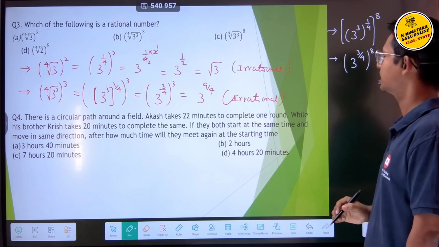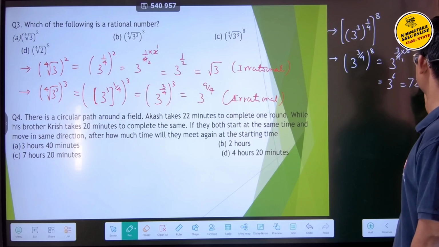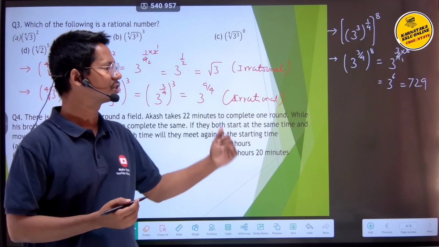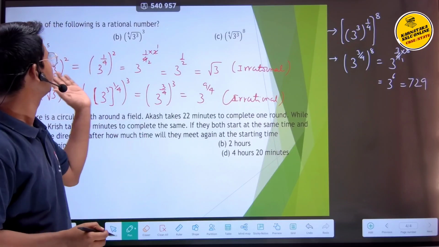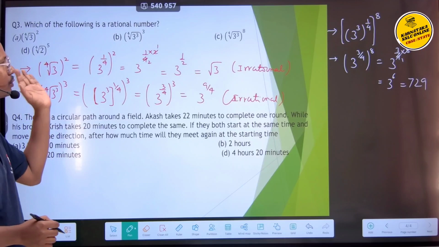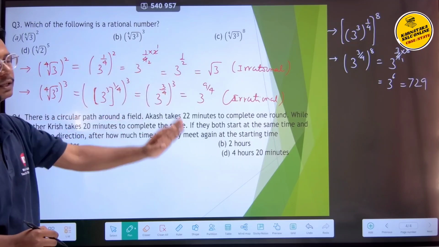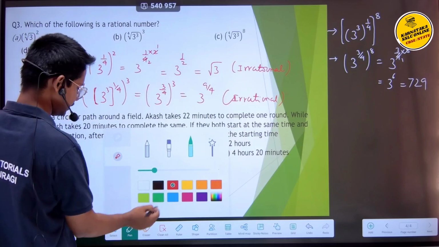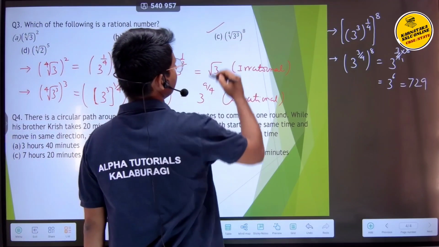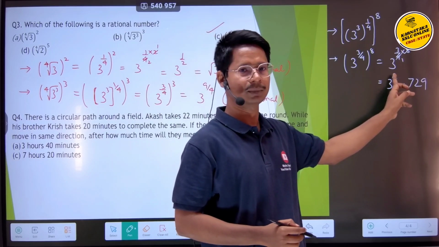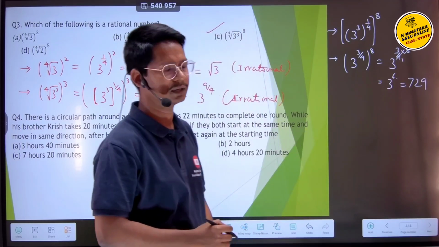3 to the power 6, I guess 729. Check it once. 729. So 729 is a rational number. Then no need to check even for option D. However, option D is going to be irrational. So that is your answer, option C. Option C is correct because you have got 3 to the power of some whole numbers or natural numbers, so it is going to be a rational number.